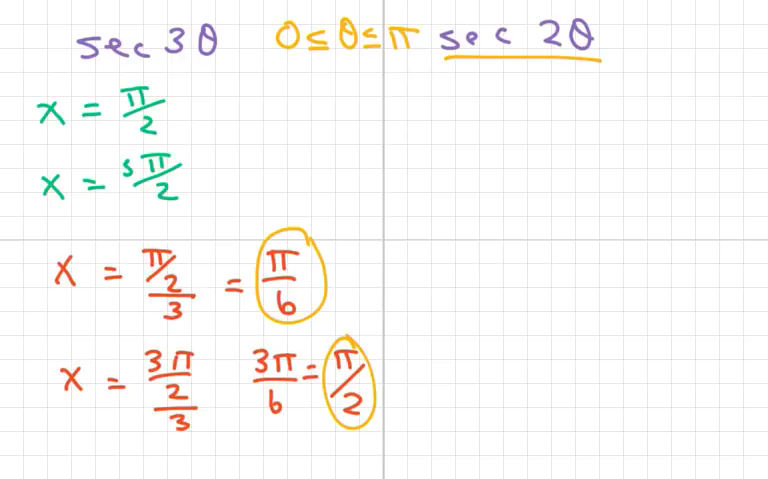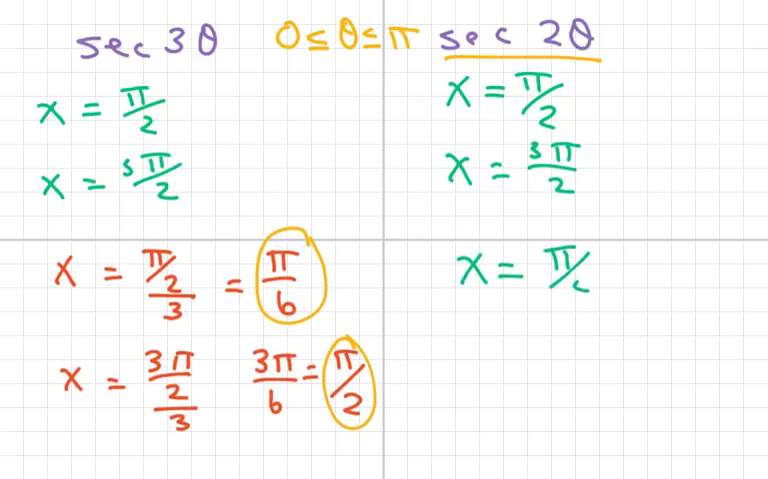Let's try one more. We know for the parent function, it's x equals pi over 2 and x equals 3 pi over 2. So just divide both of these by 2 and you get x equals pi over 4. And this one would be x equals 3 pi over 4. Now this works if we're in between 0 and pi. Okay, so both of these work.